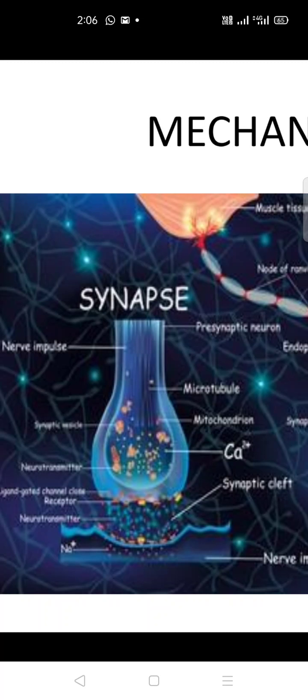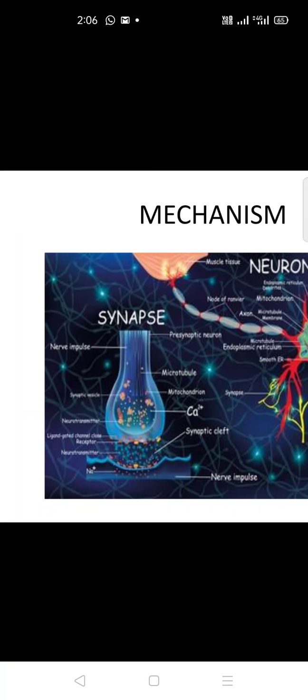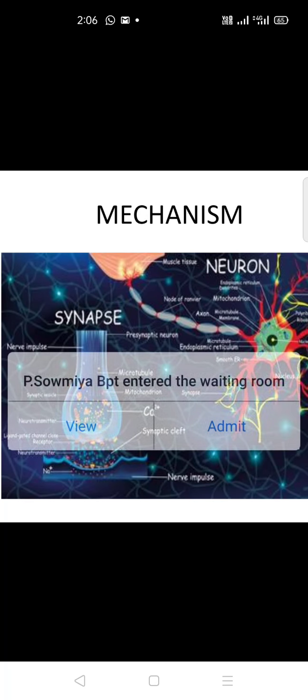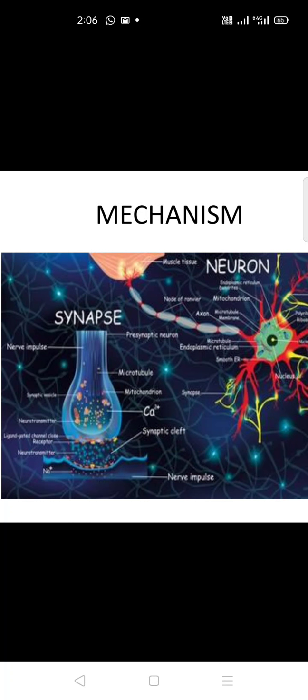After it comes out from the presynaptic terminal into the cleft, it enters the synaptic cleft, and then the postsynaptic terminal. In the postsynaptic terminal, there is a receptor which holds this neurotransmitter. Then after that, what happens? The sodium enters inside.